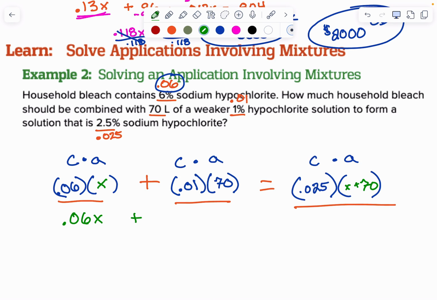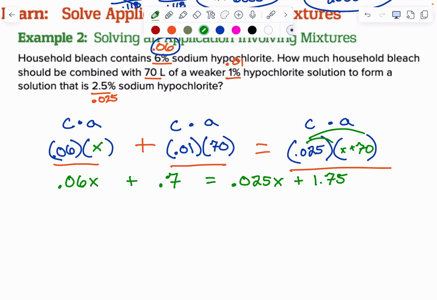0.06x plus 0.01 times 70 is like 0.7, I think. Yes. 0.7 equals, I'm going to distribute that 0.025 through. So 0.025x, what's that times 70? 1.75. Okay, there is that. Now we have 4 pieces again. It's easy at this point, right?